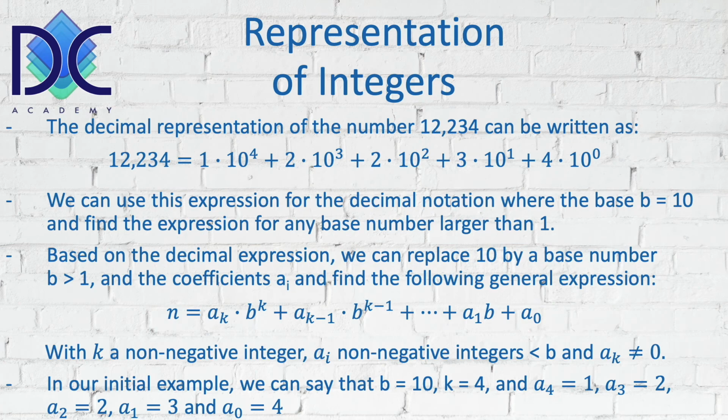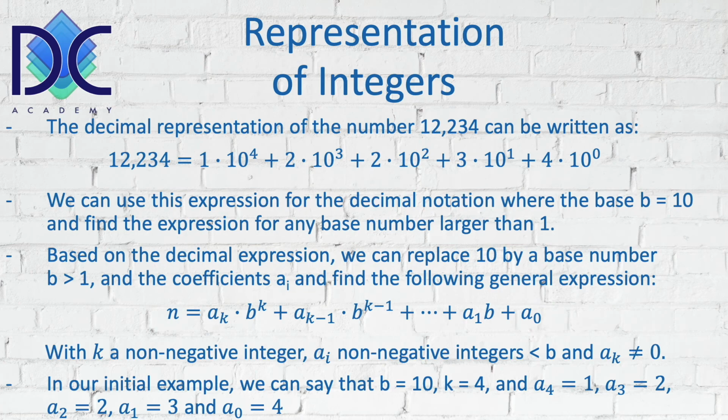Now, in the example we had above, the base is 10. In that case, k is equal to 4. We have a4 equal to 1, a3 equal to 2, a2 equal to 2, a1 equal to 3, and a0 equal to 4. And the decimal representation is a4, a3, a2, a1, a0. So that's the way we will represent the integers.